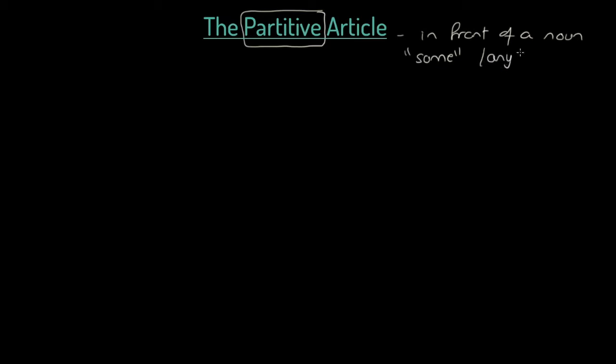Okay, this lesson is all about the partitive article in French. Now, don't panic, don't worry. I know it's got what sounds like a really daunting name, partitive article, but actually it's these little words that we find in front of our noun that we actually use really quite regularly, and in English they translate as some or any.